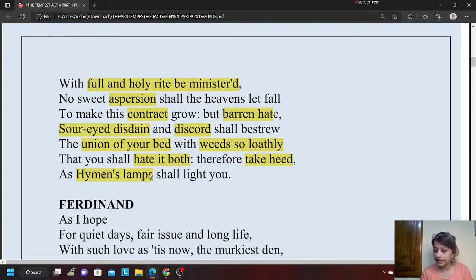Hymen is the god of marriage, and of course the god of marriage is celebrated during the marriage. And Hymen's lamps, that means it is kind of a guiding light that shows you the right path, okay. So if you do not follow Hymen's lamps, or if you do not wait for the celebration of Hymen, that means the god of marriage, okay, then your life will be full of problems, okay.